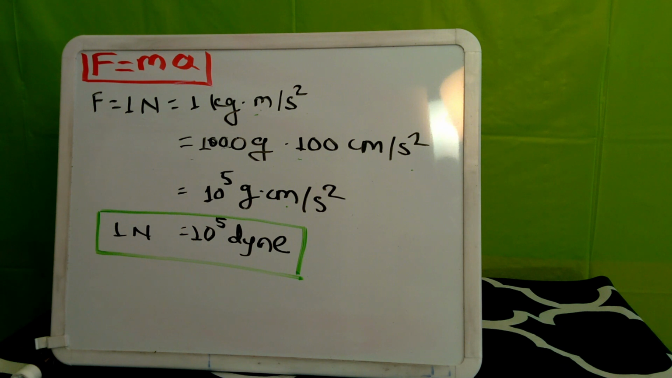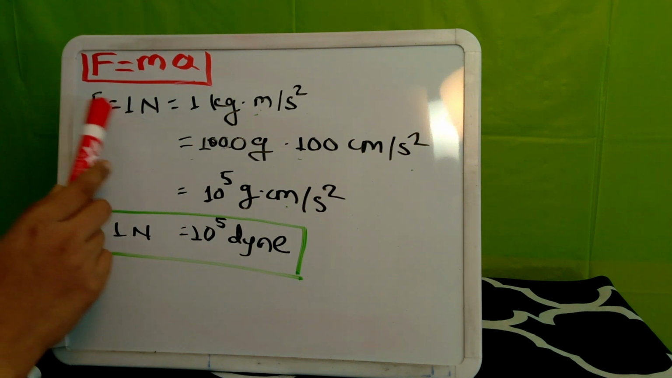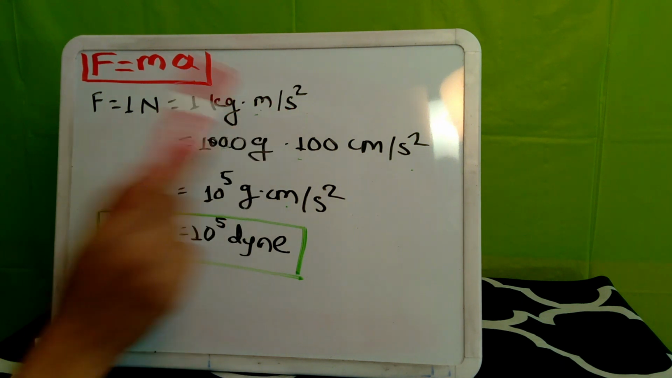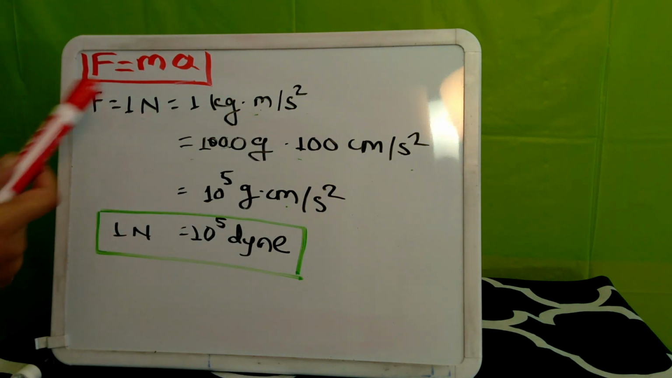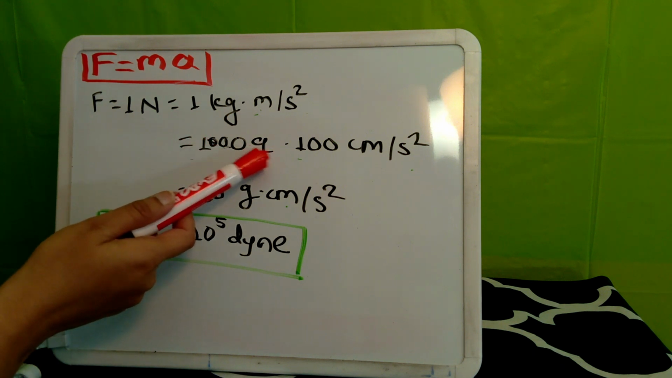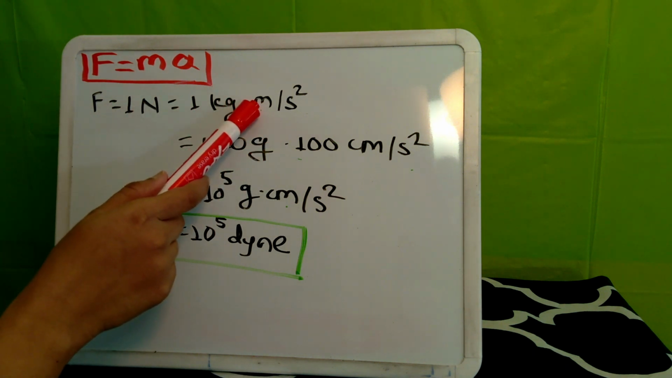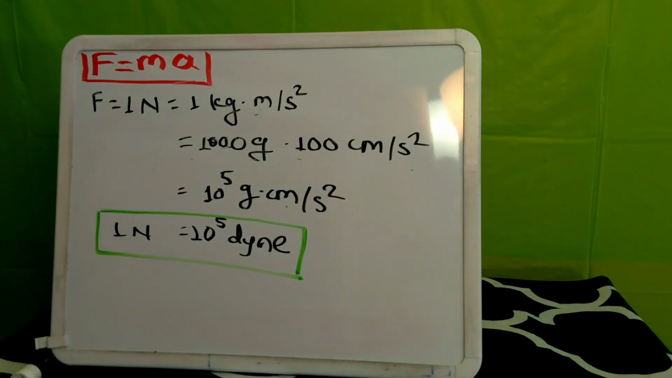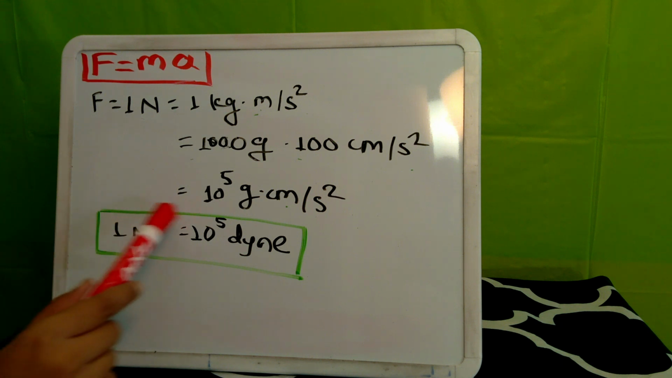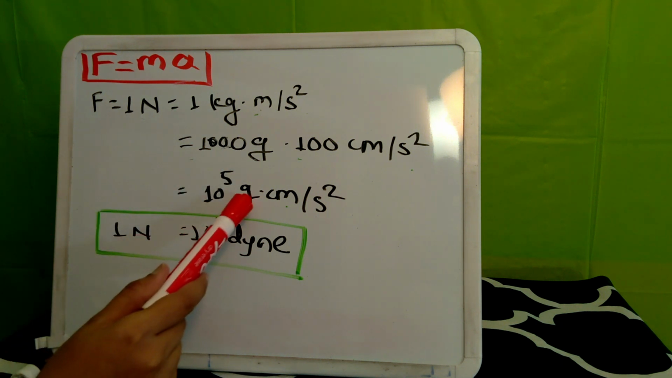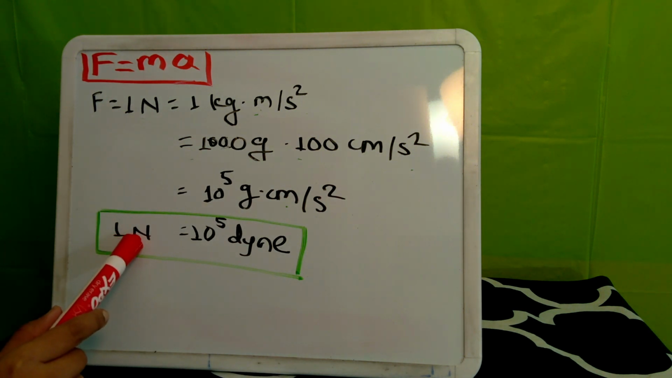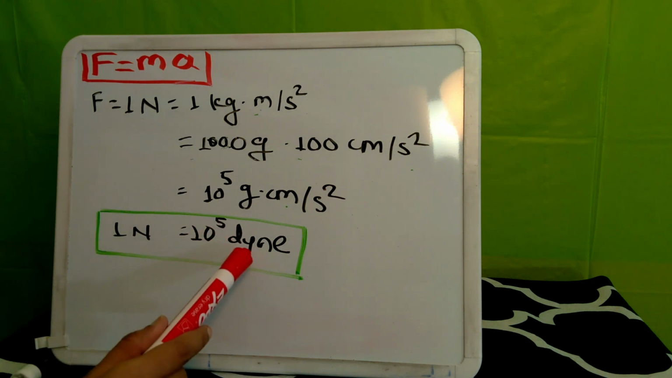Newton is equal to how many dyne? So 1 Newton is 1 kg meter per second square. So kg is 1000 gram and meter is 100 centimeter per second square. So we got 10 to the power 5 gram centimeter per second square. So the relation is 1 Newton force is equal to 10 to the power 5 dyne.